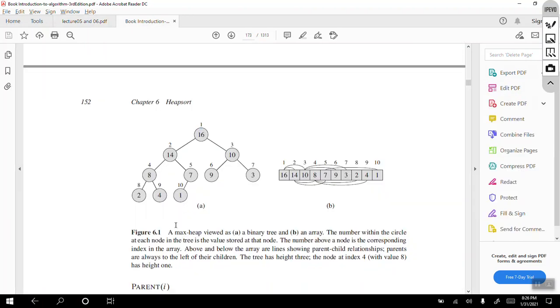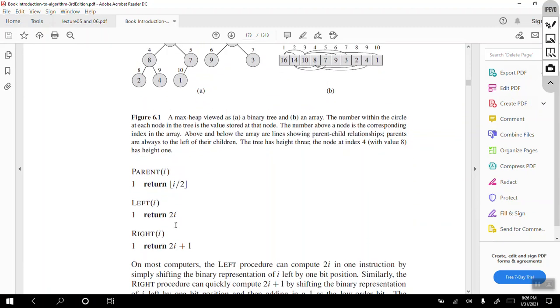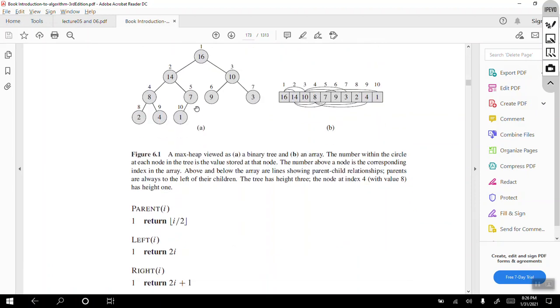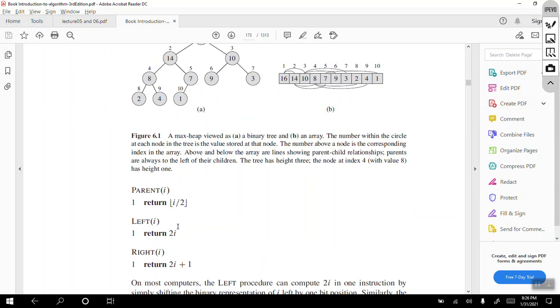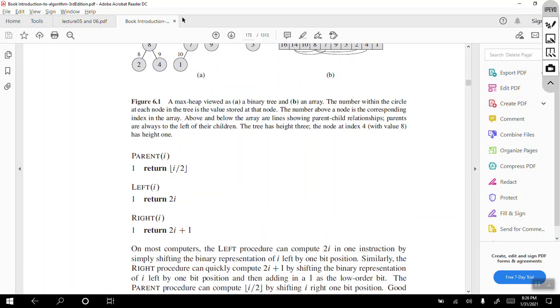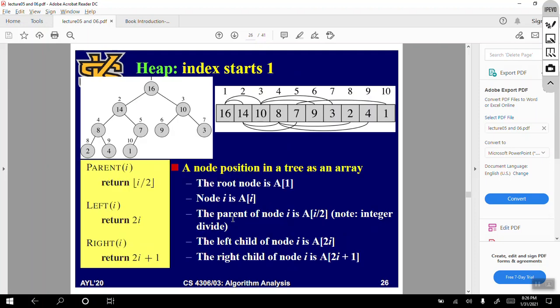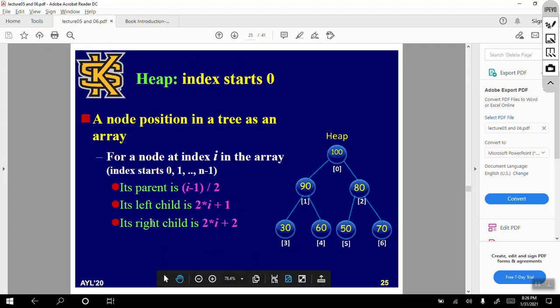From the book, if I compare with the book, there is a difference between the book and our slide. Actually, since the book started with index 1, it takes the floor for the parent, and then for the child, it takes 2i and 2i plus 1. So there is a difference between the book and the slide, okay. So please don't be misled. This figure is from the book. The book has index 1, so if the index starts with 1, then this will return this. But if we start index 0, then you will consider this.